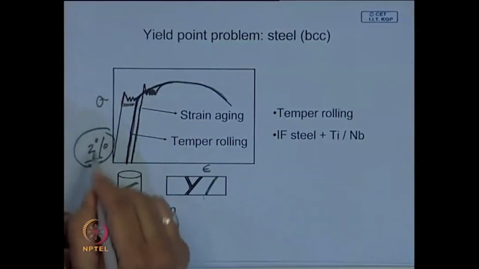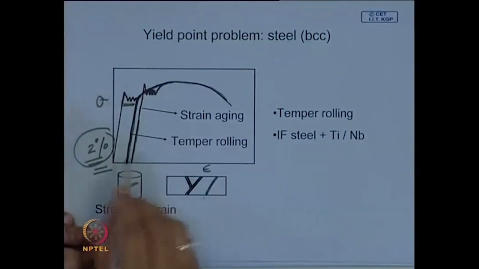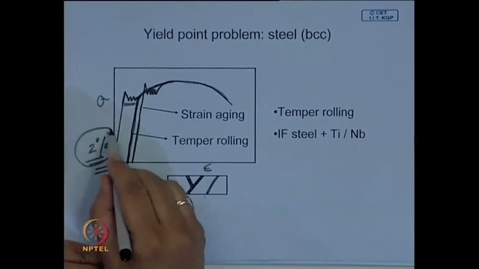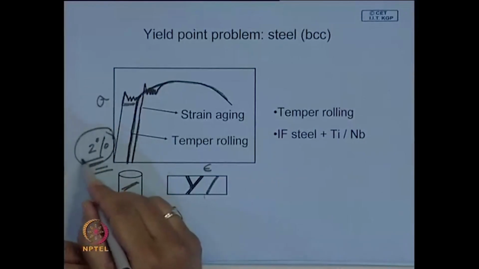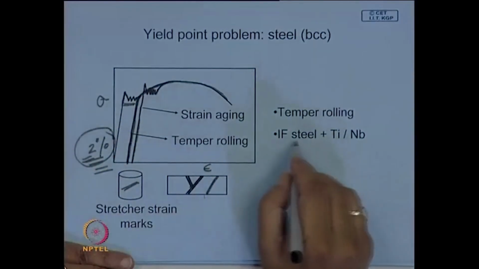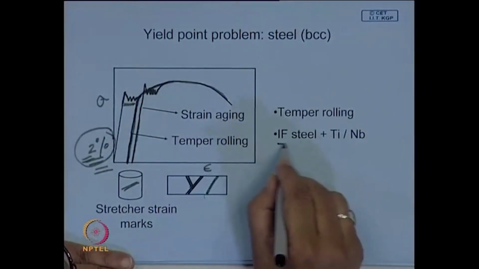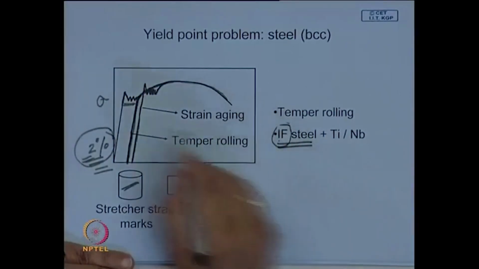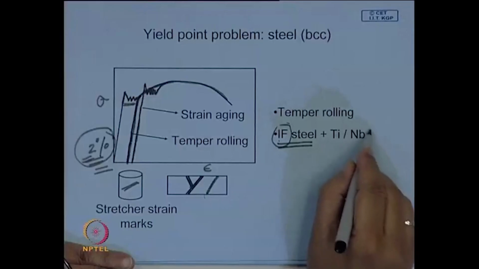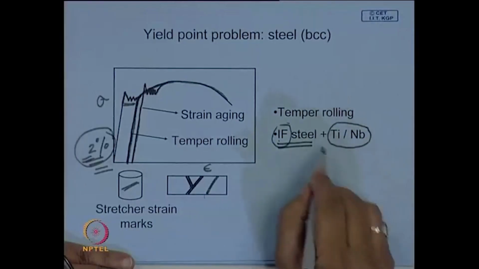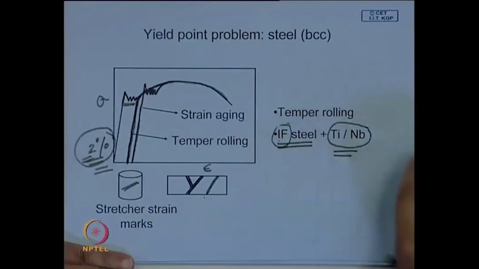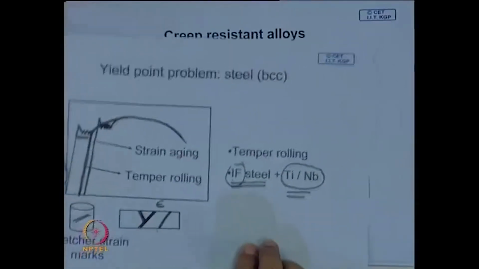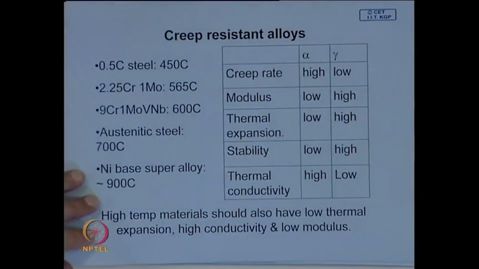So, if temper rolling is done, you have to see that it is deep drawn within a specified period of time, and if that time is exceeded, temper rolling may be necessary again. Another way of avoiding this altogether is not to have any interstitials in the material. Interstitial free steels do not suffer from this yield point problem, and you may also ensure there is no yield point problem by having some strong carbide former in the material. So, these are the ways by which you can avoid the yield point phenomenon.